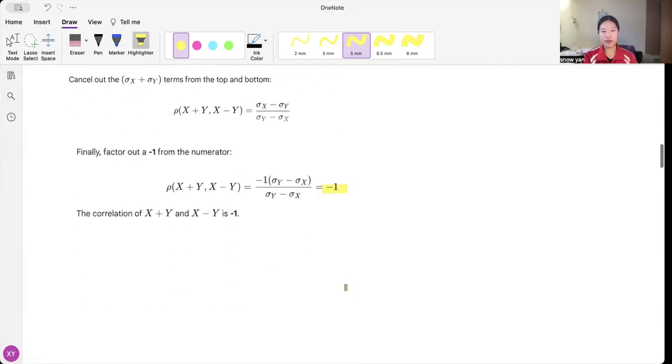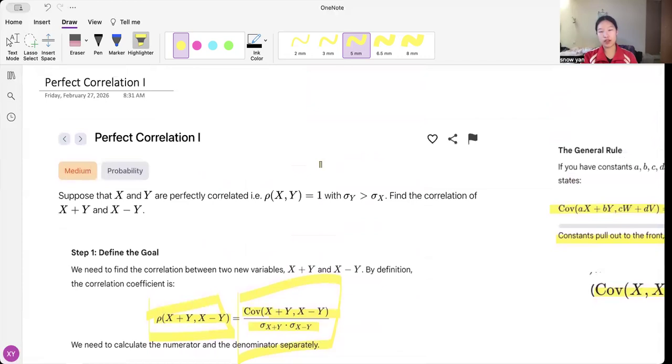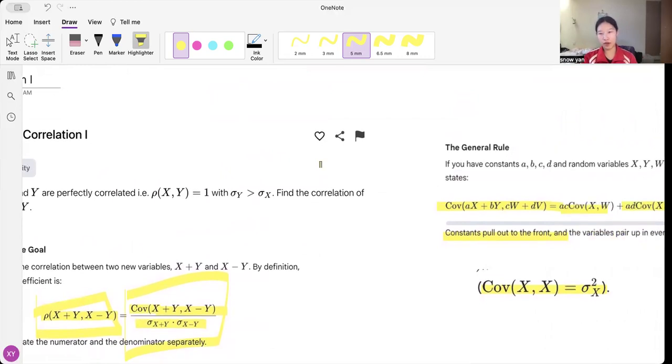Okay, cool. That's it for today. I think the major thing from this problem is knowing how to find the covariance and using the variance formula, and knowing that covariance is bilinear and the covariance of the same variable is just its variance. Cool.